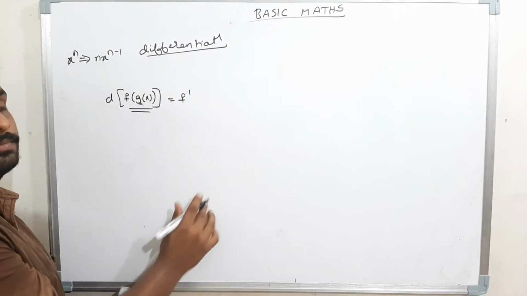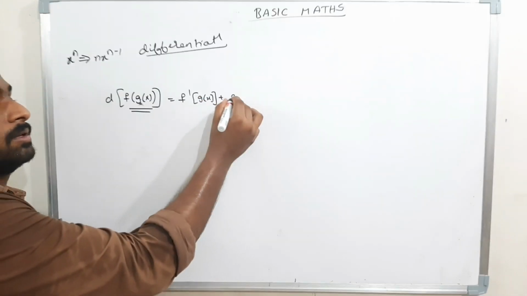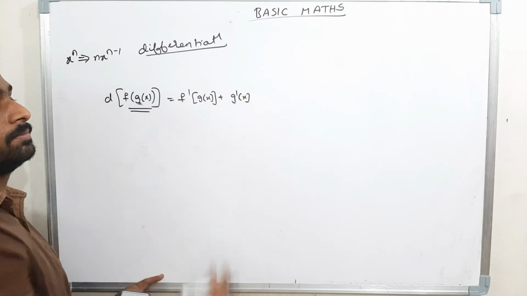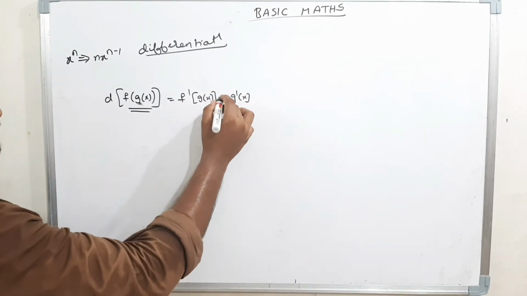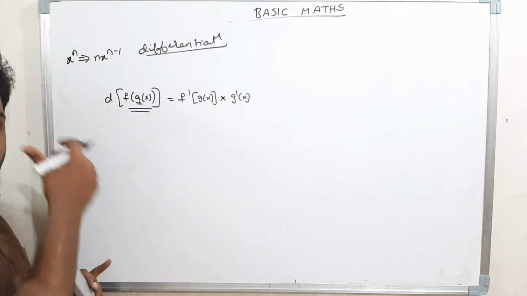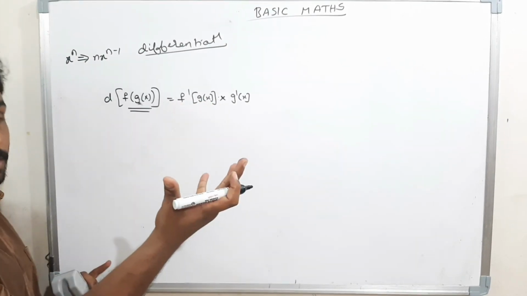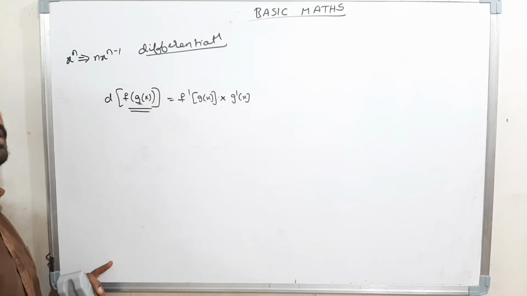F dash g of x into g dash x. Wait, not plus, into. This is the answer. That means, I will give an example. See, I am doing the differentiation for the whole and then I am doing the differentiation for the inside one. Now we will see.